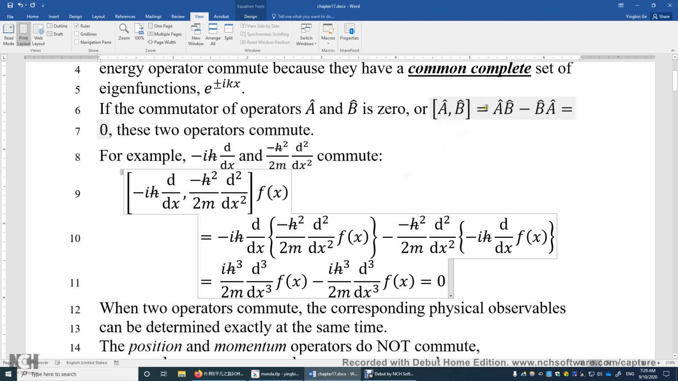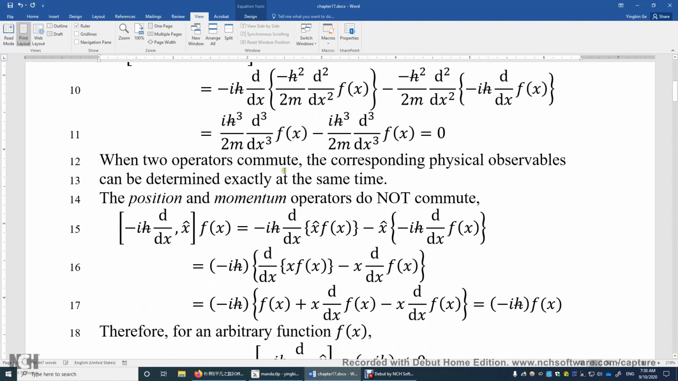Now you may wonder, isn't AB always equal to BA? You're right if you're talking about numbers. Yes, AB is equal to BA if you're talking about two numbers. But if you're talking about two operators, they can be different. If you're talking about two matrices, AB can be different from BA. The order matters. So now let me give you another example.